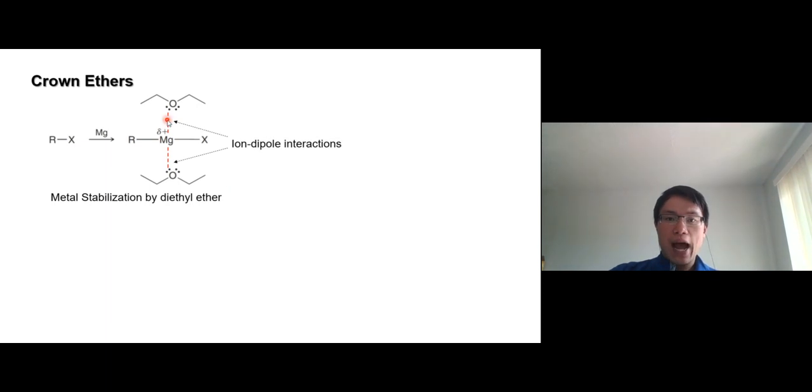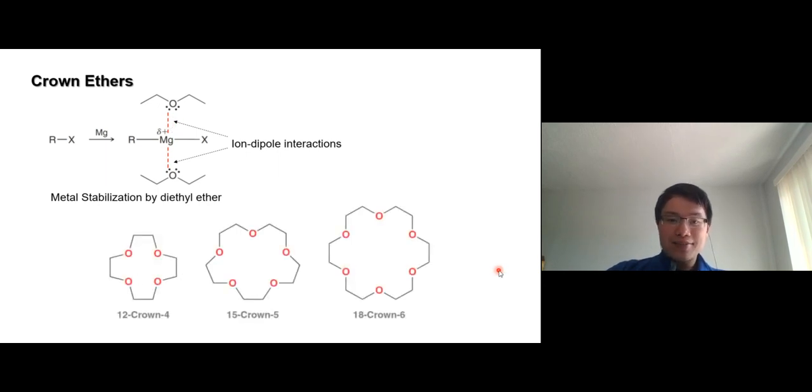Okay? So there's an ion-dipole interaction. And we can increase the degree of this interaction by adding, take a look, this guy. It looks like a crown, right? So we have 12-crown-4, which means a 12-membered ring. If you count the number of angles right here, there are 12 atoms total. 4 of them are oxygen. 15-crown-5 means there are 15 atoms in this ring, and 5 of them are oxygen. 18-crown-6, so 18 atoms, 6 of them are oxygen.